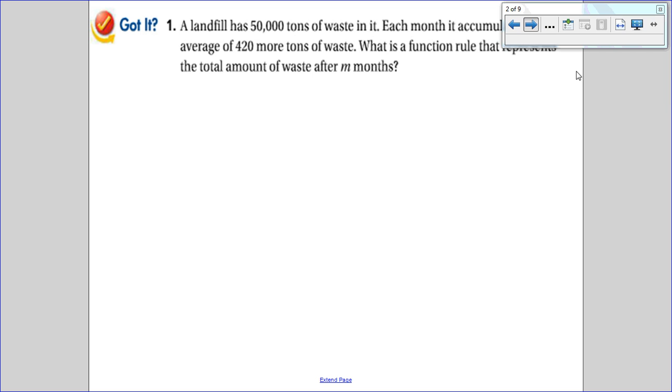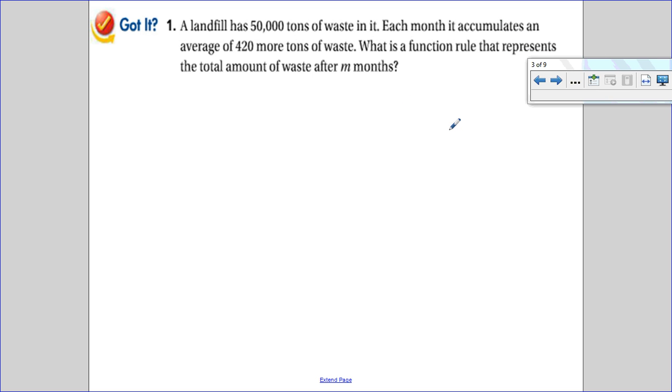Okay? Here's another one. A landfill has 50,000 tons of waste in it. Each month it accumulates an average of 420 more tons of waste. So we got "of" a couple of times. 420 more tons of waste each month. So each month, 420 of waste. That kind of sounds like multiplication right there, right?